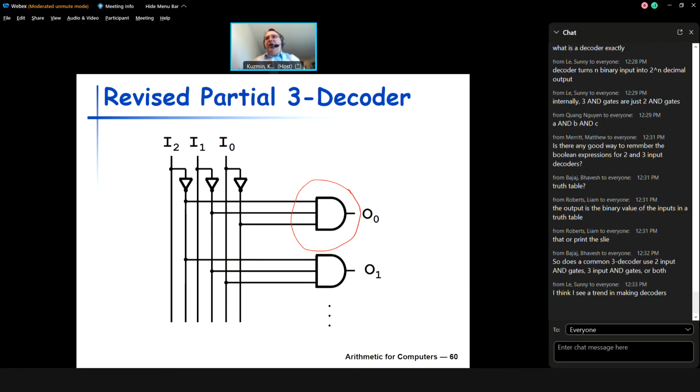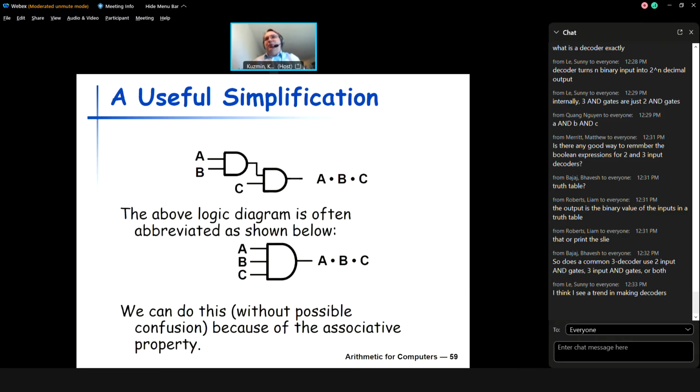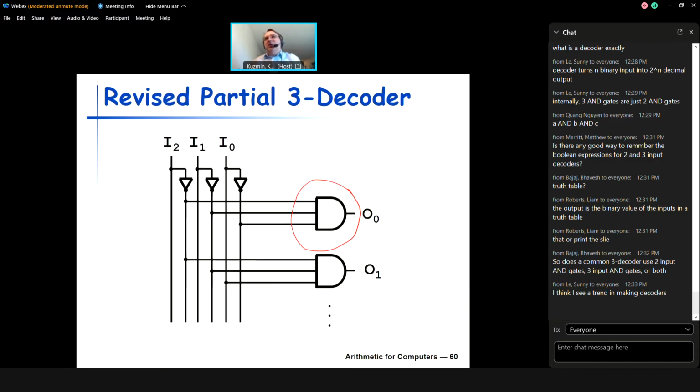Okay, so a 3 decoder uses 2 input AND gates or 3 input AND gates. Well, not both, but depending on the hardware that is available to you, it may use one or the other. It depends on how exactly you implement your 3 decoder. In realistic settings, in the practical world, you will most likely be implementing decoders as part of a programmable logic circuit, PLC, or FPGA or PLD.